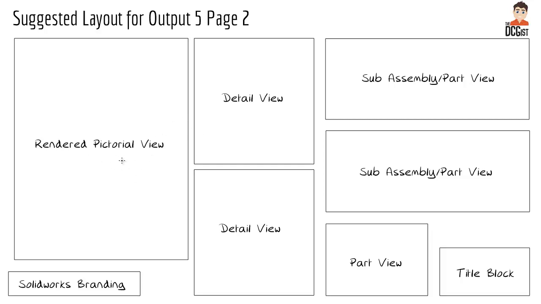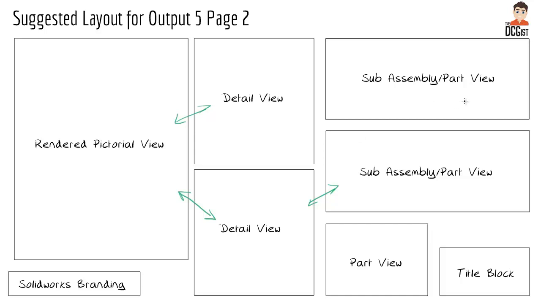Then you have the suggested layout for output 5 page 2, in which I put in over on the side here the rendered pictorial view. It's always a good idea to put big ones above the Solidworks branding because it uses the space more effectively. I then put in a detailed view from that, okay, so it'll be of something that's interesting in your pictorial view, and then a second detailed view again coming from your pictorial view. This second detailed view could also, if you wanted, come from one of your sub-assemblies, okay, and the same for the one over here. But again, it's down to whatever shows off your artifact the best.